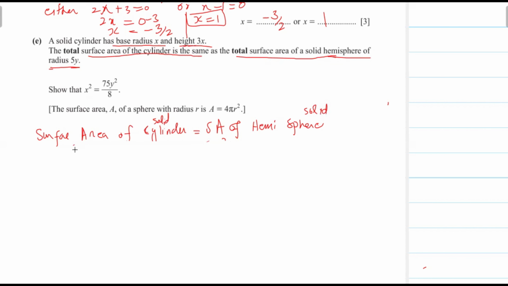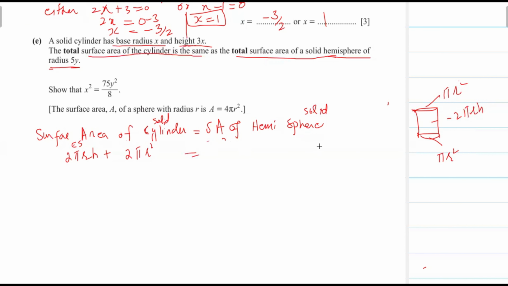Surface area of cylinder is 2 pi RH plus 2 pi R squared. This is the curved surface area of the cylinder, and this is the area of top and bottom. Suppose this is the cylinder, and this cylinder has a curved surface area, and the area of bottom and top. The bottom area is pi R squared, top area is pi R squared. Therefore, this will be equal to 2 pi R squared. And the curved surface area is 2 pi RH.